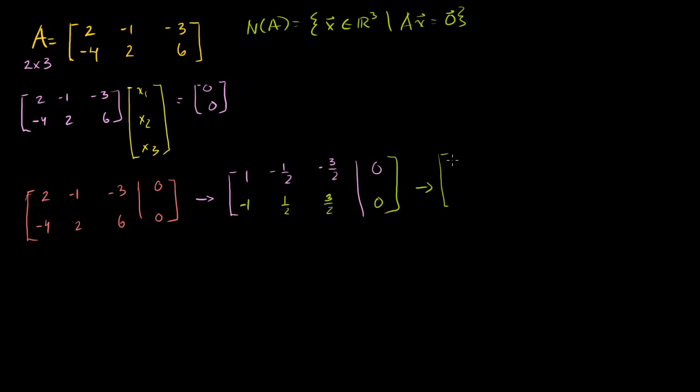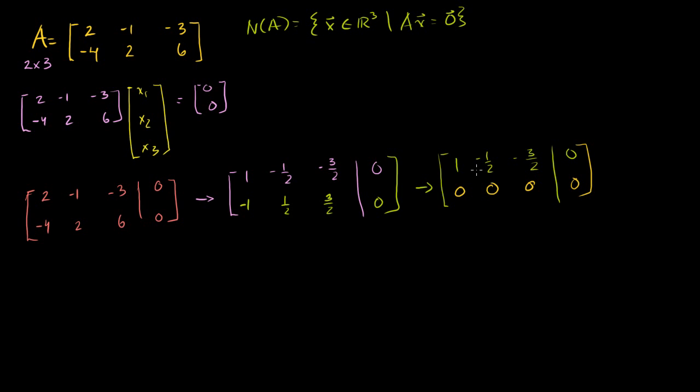And now let's keep my first row the same. It's 1, minus 1/2, minus 3/2. And of course, the 0 is the right-hand side. And let's replace my second row with my second row plus my first row. So these are just linear operations on these guys. So negative 1 plus 1 is 0. 1/2 plus minus 1/2 is 0. 3/2 plus minus 3/2 is 0. And of course, 0 plus 0 is 0.